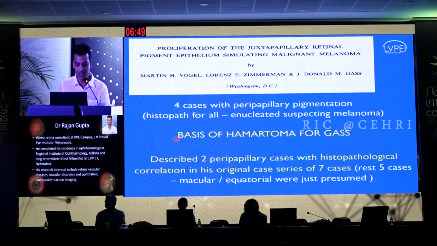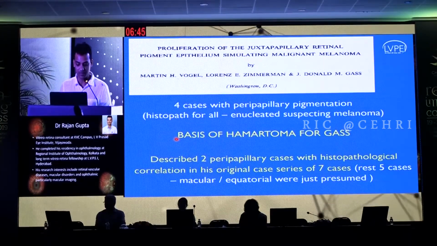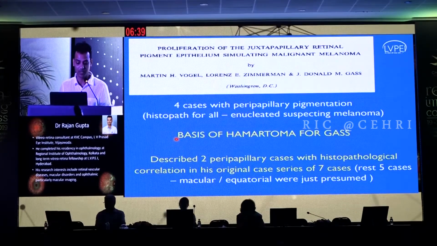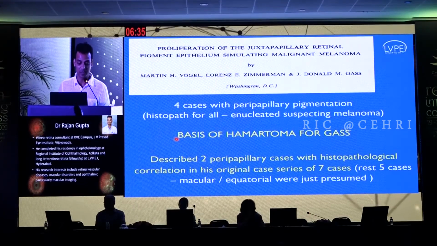This work by Vogel et al. formed the basis of hamartoma for Gass, where in his original work, he described 7 cases, out of which only 2 were peripapillary, while the rest of the 5 cases were macular and equatorial, which were just presumed to be hamartoma based on the clinical resemblance with the peripapillary cases.